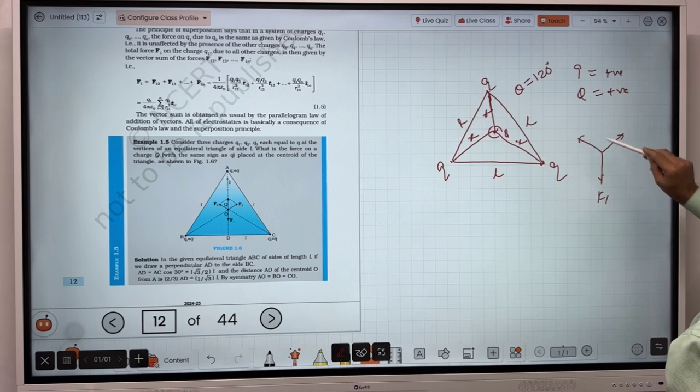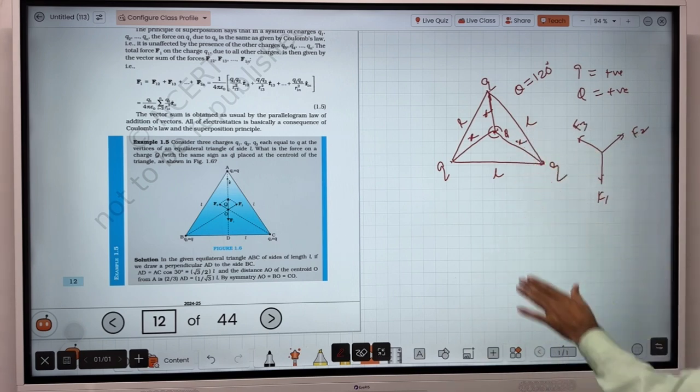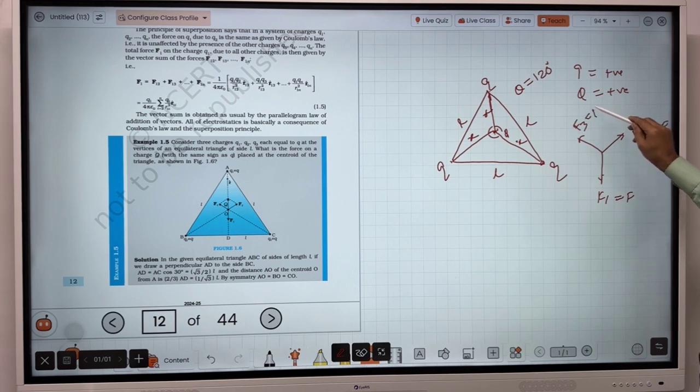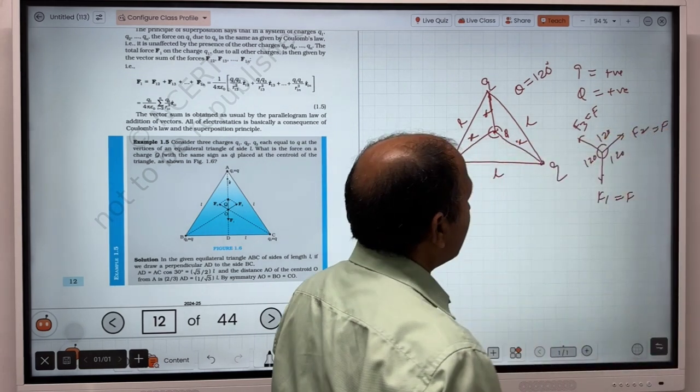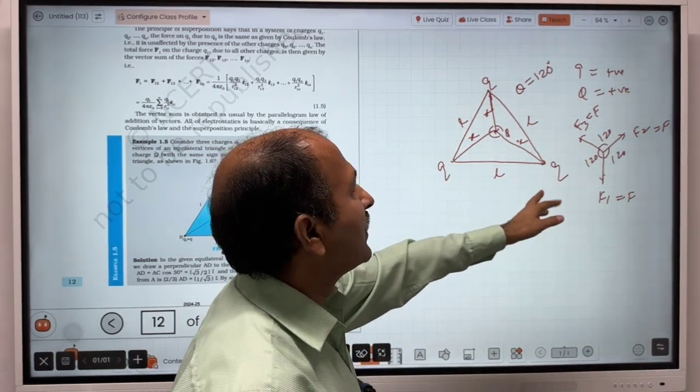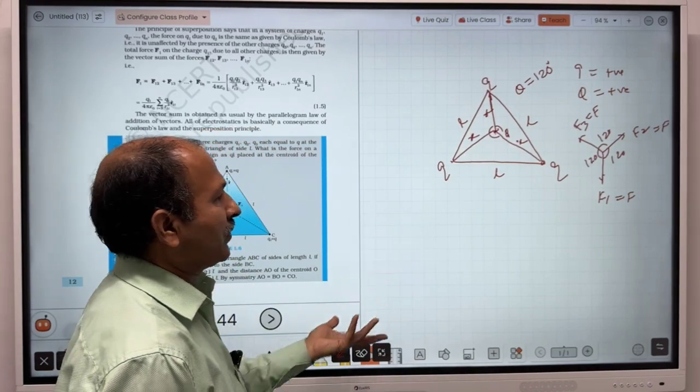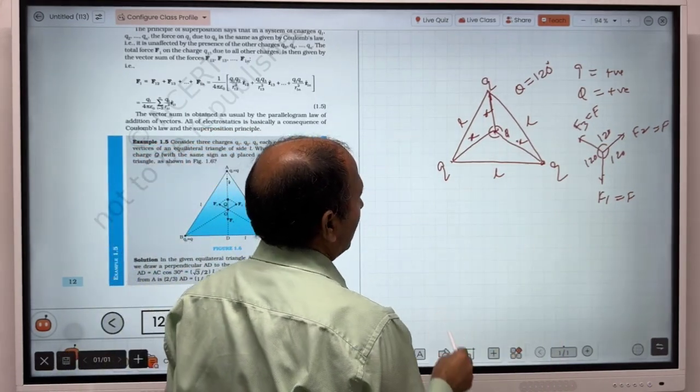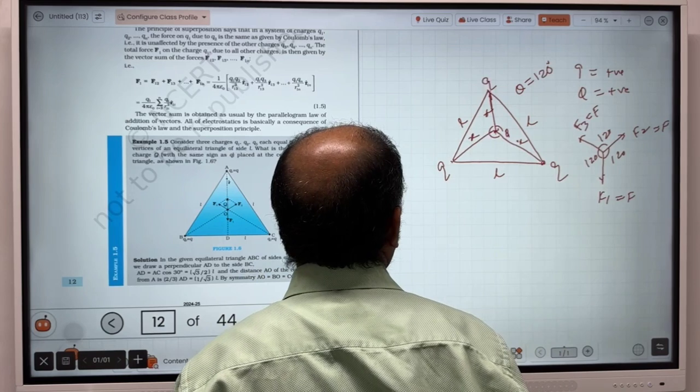So there are three forces, this is F1, this is F2, and this is F3, and they all have the same magnitude. So let's denote them as F, F, and F. The angle between any two forces is 120 degrees. If you remember, if three vectors are equal in magnitude and they are inclined to each other at 120 degrees, then the net result will be 0. So here the net answer will be 0, but let's see why this is 0.